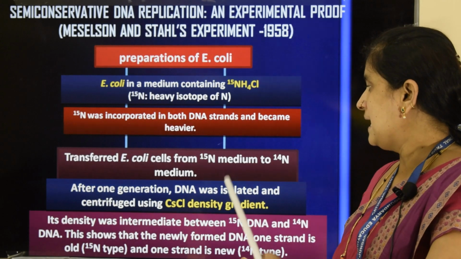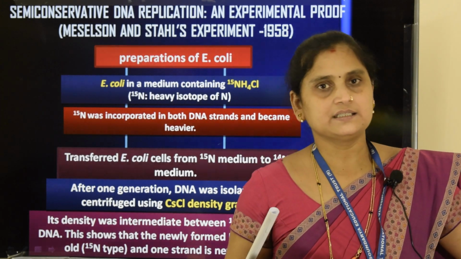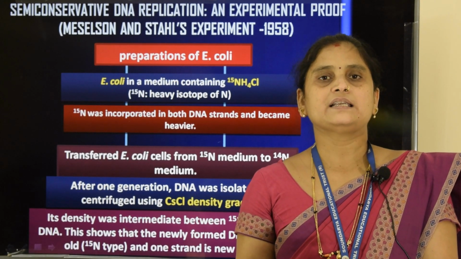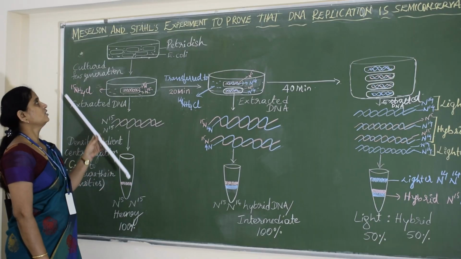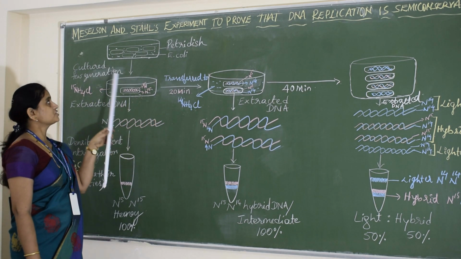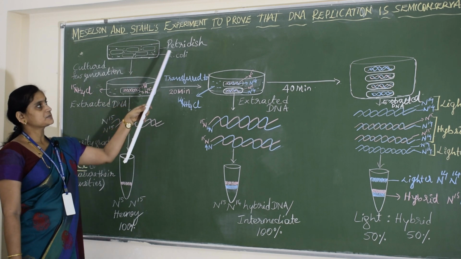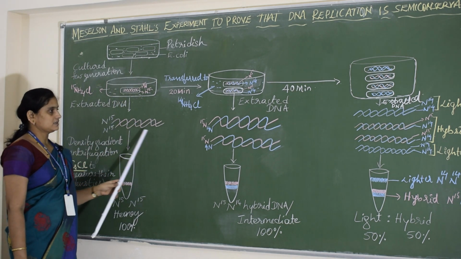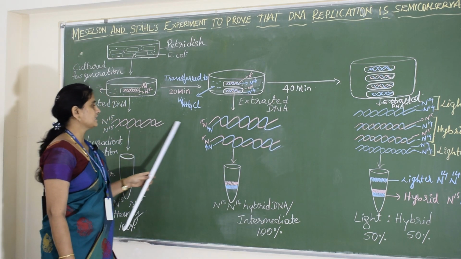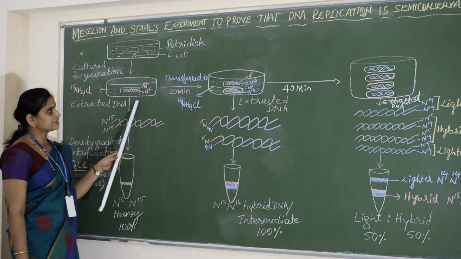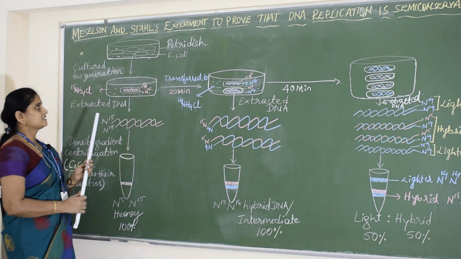So for that I have the diagram which is drawn on the board, and with the help of that you can learn better. Listen, students, this is the diagram for the Meselson and Stahl experiment. It is the same as given in the NCERT textbook, and to make you understand better I have modified it a little. So let us study now.